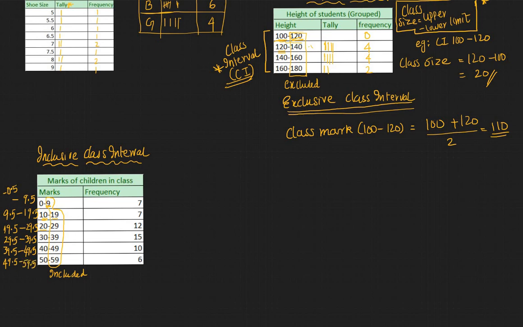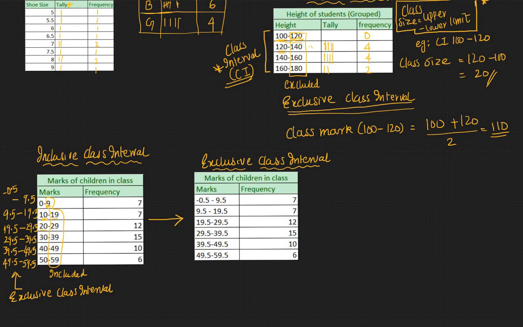So what we have done is we have made this non-continuous or inclusive class interval into a so-called exclusive class interval. So this has now become an exclusive class interval. Now, once we convert this into an exclusive class interval like this, we can do one more interesting analysis.